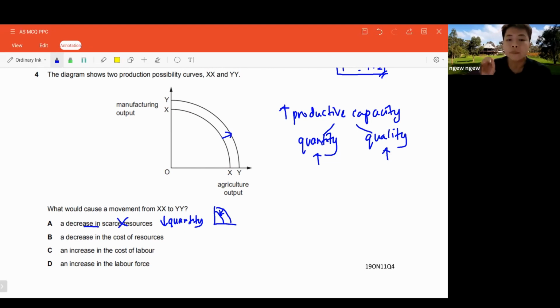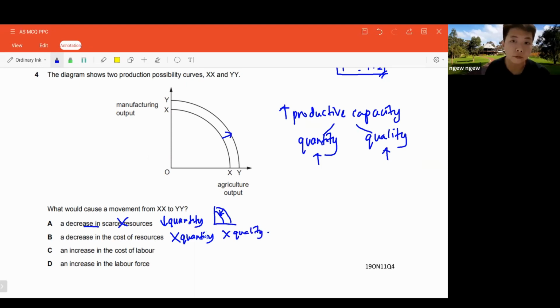So I repeat, although the resources might be cheaper, for example, labor is now receiving a lower wage rate, it doesn't mean that you can have more labor in your country. Maybe you are already at the maximum amount of labor available. Likewise, maybe the cost of rubber is now cheaper, but you're already at the maximum amount of rubber available. So still, this doesn't mean your quantity is changing, and this doesn't mean your quality is changing as well.